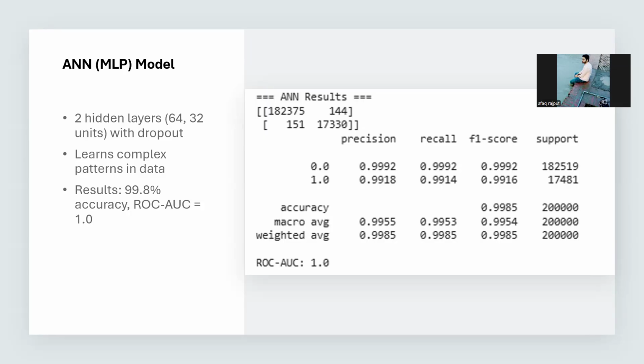Our fourth model was an artificial neural network, also called a multi-layer perceptron. It had two hidden layers with 64 and 32 neurons. We also used dropout to avoid overfitting. The activation function was ReLU for hidden layers and sigmoid for the output. This model can learn complex patterns in the data.